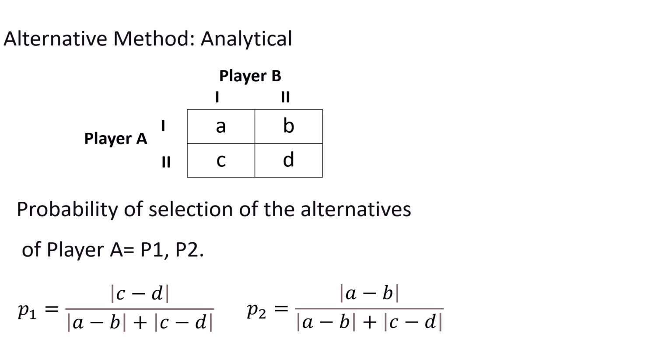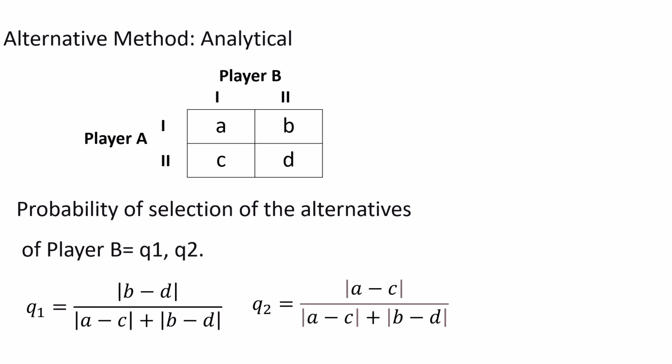So let us try to analyze A, B, C, D, the payoff matrix for player A and player B. The probability of selection of alternatives of player A, let us say P1 and P2: P1 will be the determinant of C minus D by the determinant of A minus B plus the determinant of C minus D, and P2 will be the determinant of A minus B by the determinant of A minus B plus the determinant of C minus D.